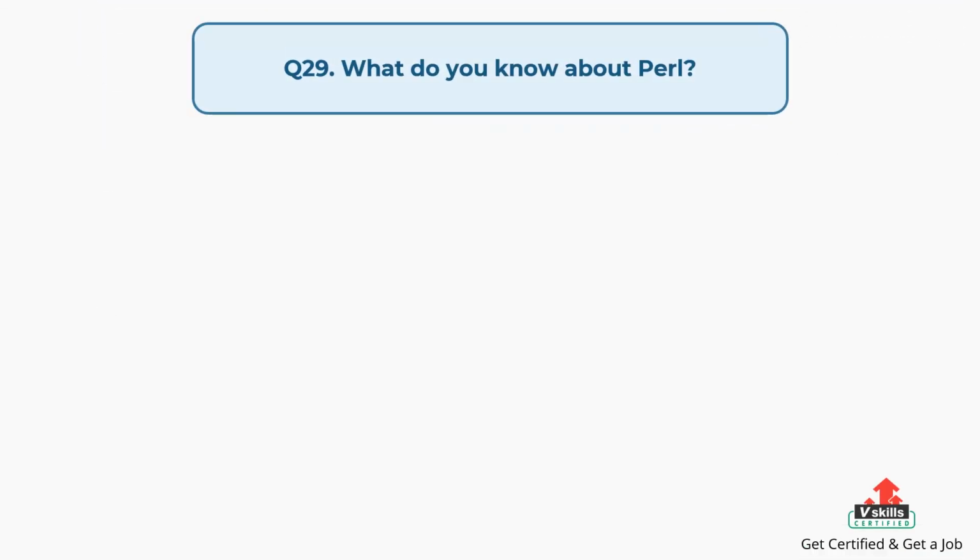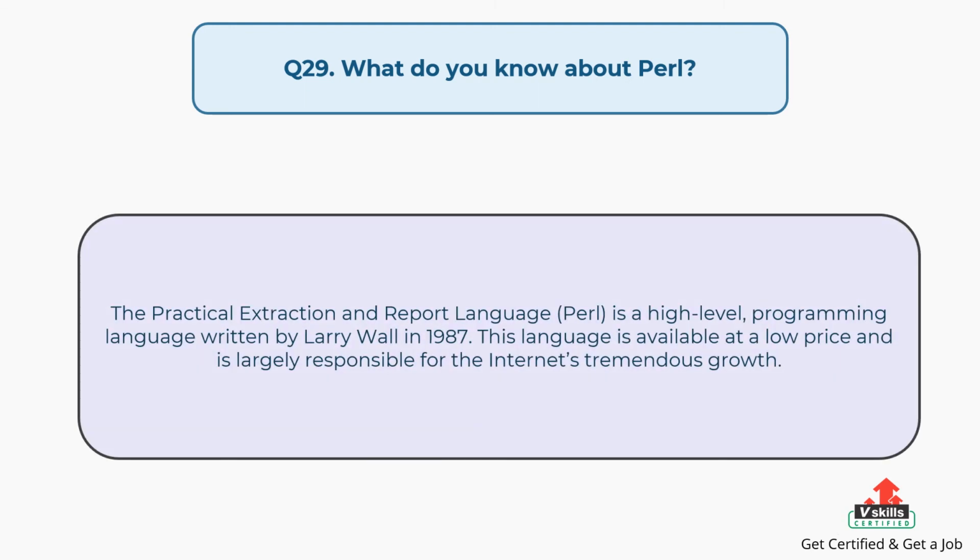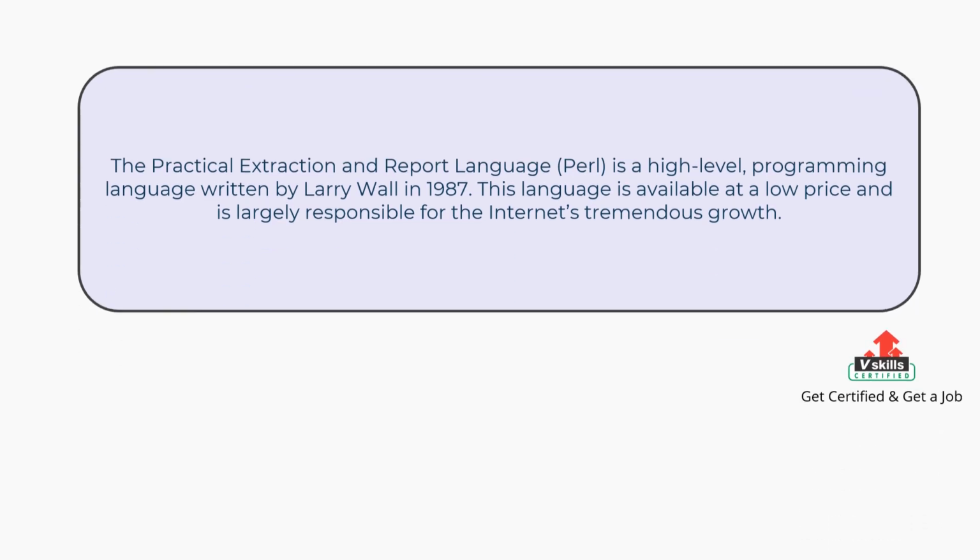Question number 29. What do you know about Perl? The answer is: Practical Extraction and Report Language is a high-level programming language written by Larry Wall in 1987. This language is available at a low price and is largely responsible for the Internet's tremendous growth.